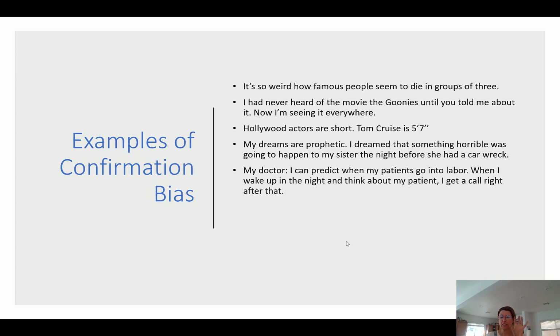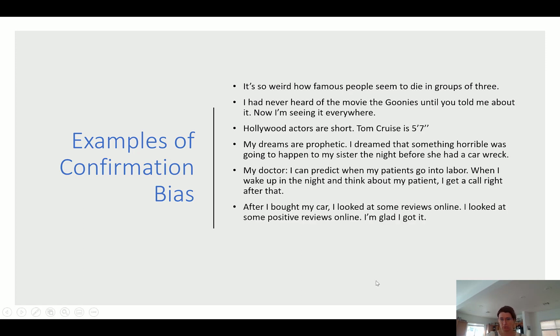And here's the confirmation bias part. When she thinks of a patient and doesn't get a call, she doesn't remember that. She only remembers thinking of a patient and getting the call, because that's the memorable example. We're going to go into more detail on some of these examples coming up. This one is in the Cognitive Bias Codex, called post-purchase rationalization.